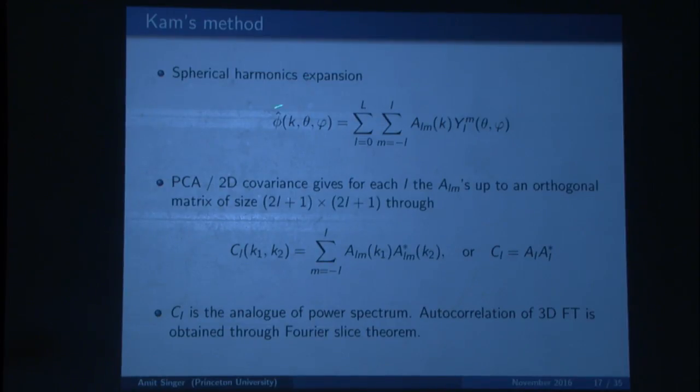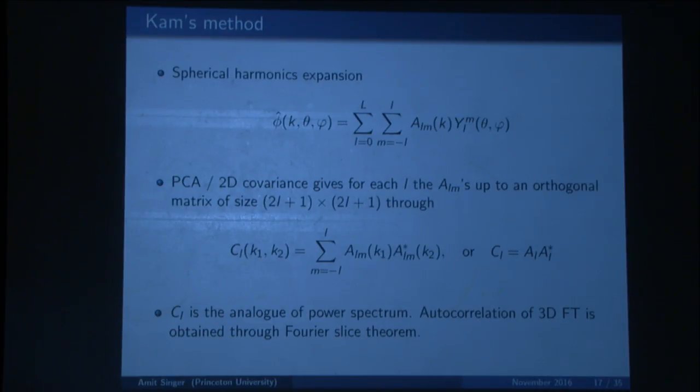And so you can expand the Fourier transform of the molecule in spherical harmonics. So these are the spherical harmonics, and these radial functions of the frequency are unknown. But for every L in the spherical harmonic expansion, this matrix CL, think of it as some kind of correlation or covariance matrix that you can estimate from the data. And this is related to the unknown ALMs in this way. In matrix notation, you can just write that CL, which is known from the data, is AL transpose, or complex conjugate transpose.